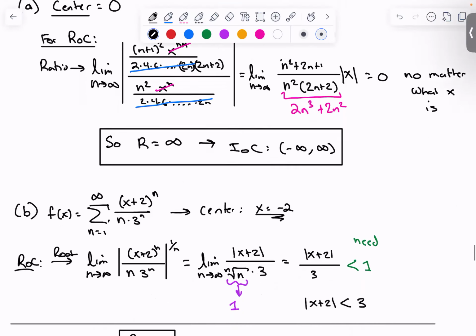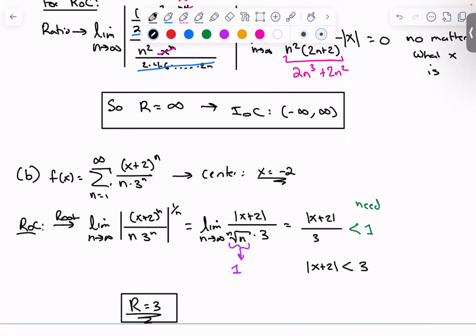Part B, the center is x equals -2 because it's x plus 2, but power series are written as x minus x sub 0. So that's why the center is -2. I decided to use the root test, but the ratio test will work out fine here as well. You've got x plus 2 to the n to the 1 over n. Those cancel. We're just left with an absolute value of x plus 2.